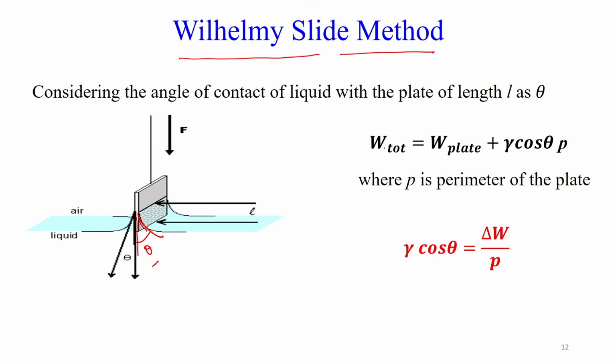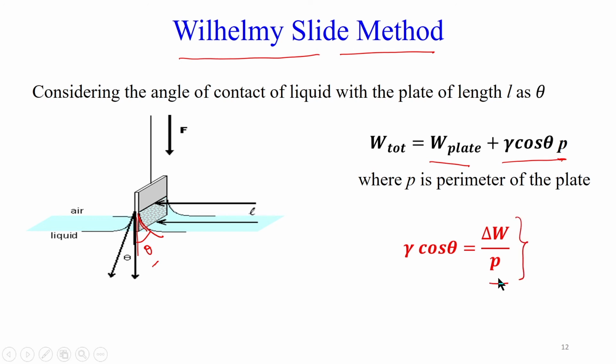So, if you remember, the total weight will be the weight of the plate plus the resistance coming from the surface tension. So, that is gamma cos theta into P, where P is the perimeter of the plate. So, now we can just rearrange. It will be gamma cos theta is equal to delta W upon P.